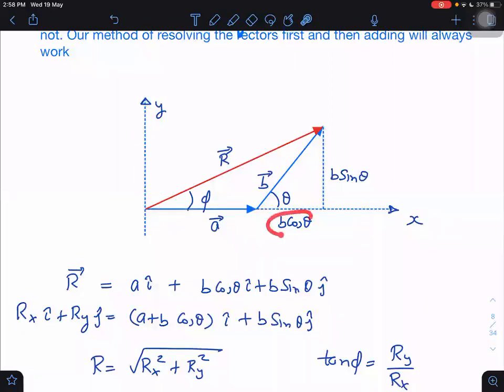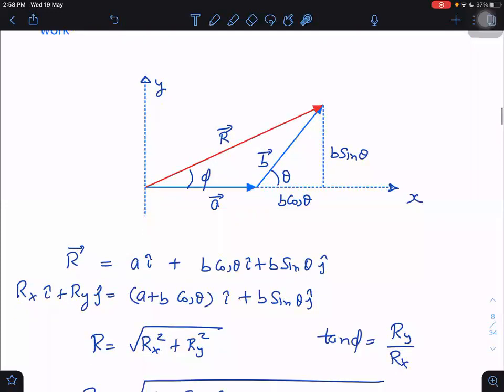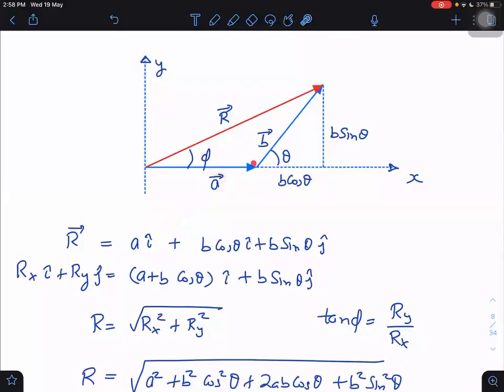Now, can I resolve into components for B and for A? What will be the value for A and what will be the value for B? A will become A along i cap because this whole vector lies along i cap. Can I write it as A i cap? Yes, sir. I can write B vector as B cos theta along i cap. Notice this is along i cap. But the y component is along j cap.